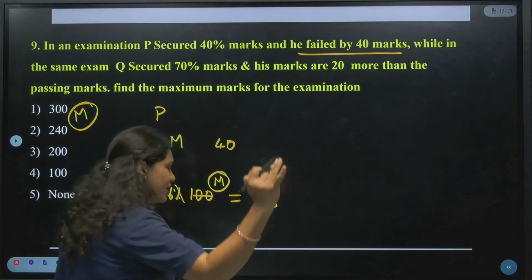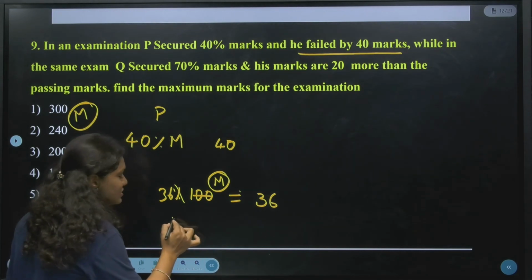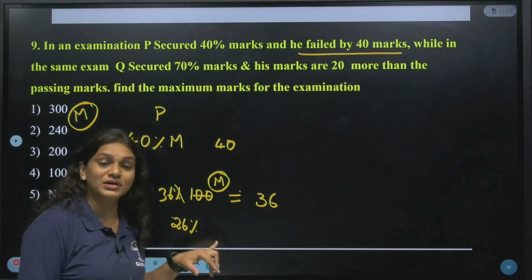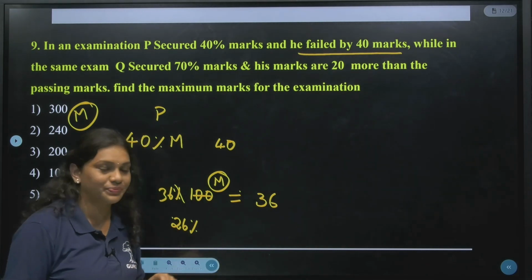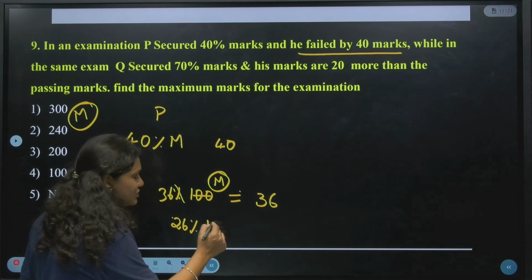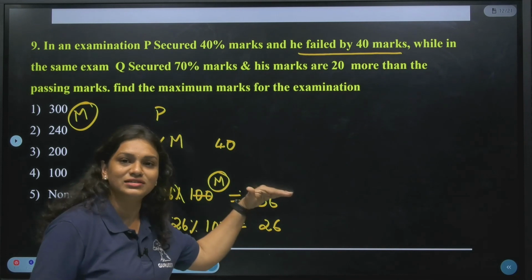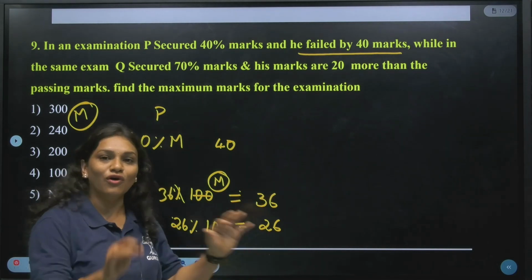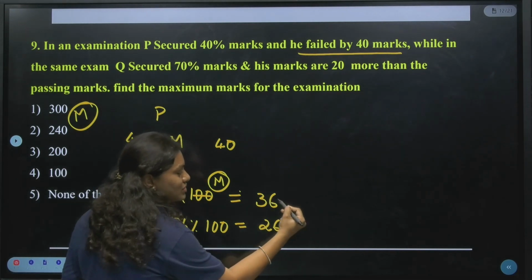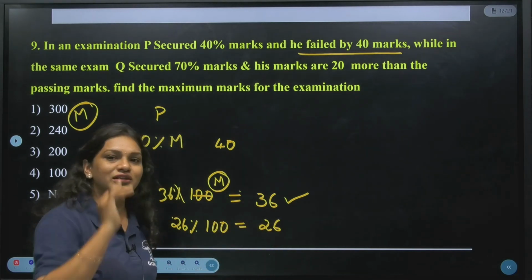Now if I say a person has attended the exam and scored 26% of the maximum marks. Try to understand here. The person has scored 26% of the maximum marks. Now, I have taken the maximum marks as 100, right? So what is 26% of 100? Isn't it 26? Yes. Now, the actual passing marks are 36, and he scored 26. Obviously, he failed by 10 marks, isn't it? Actually, he has to score 36 so that the person will pass. But he scored only 26, which means he failed, right?